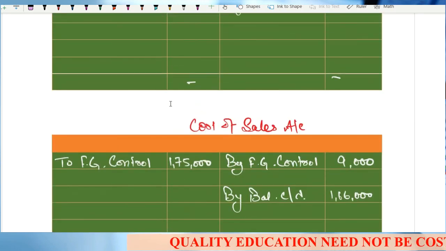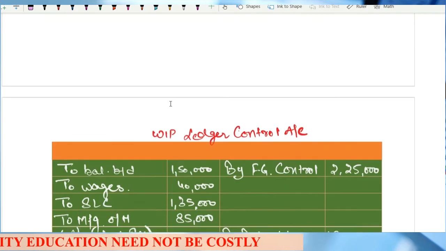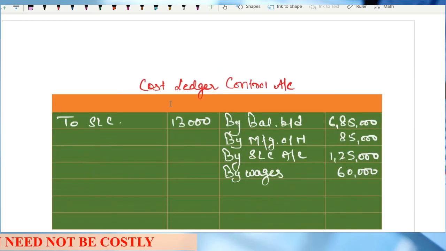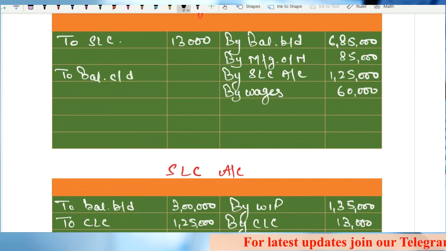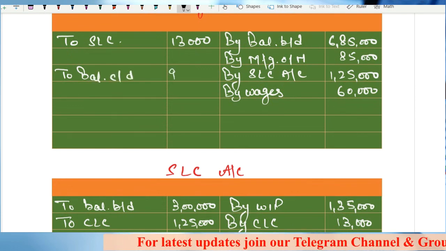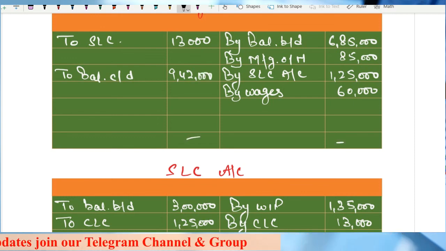Next, anything else? Trial balance will be prepared later on. So cost of sales is done. Everything is done. Wow, sir, great. So what is left is the cost ledger control account. So we can close it now easily. Right, there is nothing much now, so we can close it by balance carried down 9,42,000. Clear? All the accounts are done.